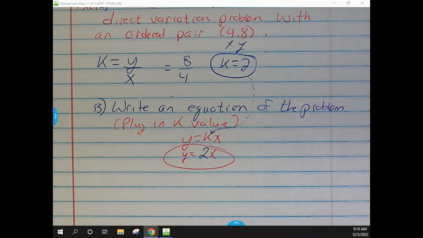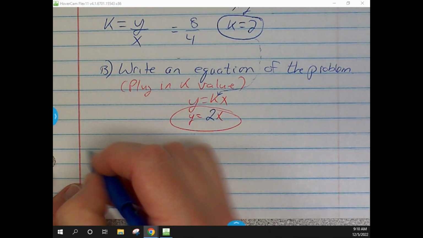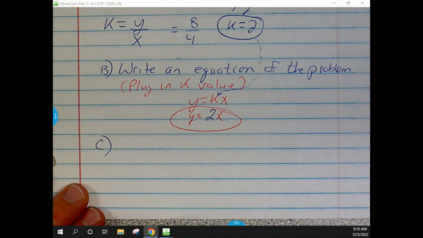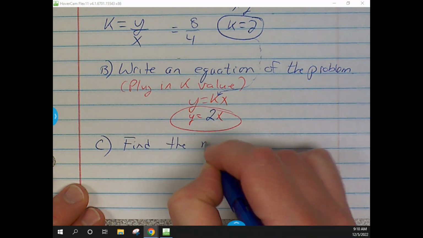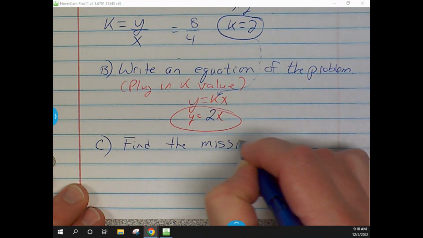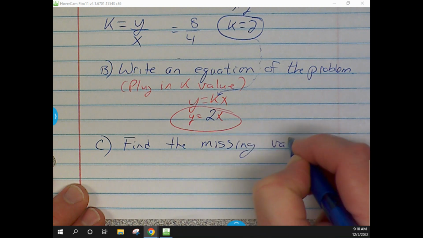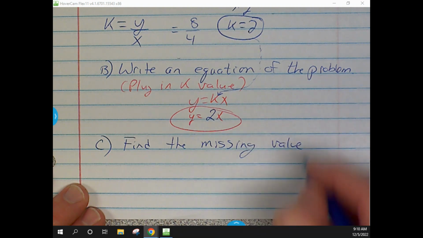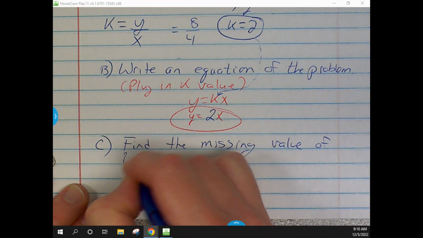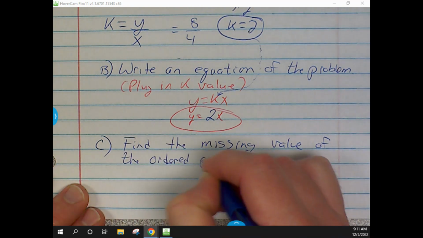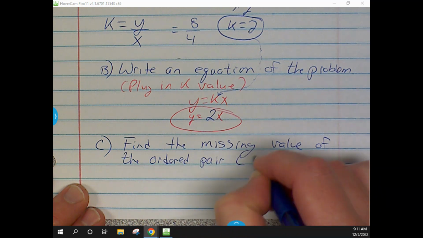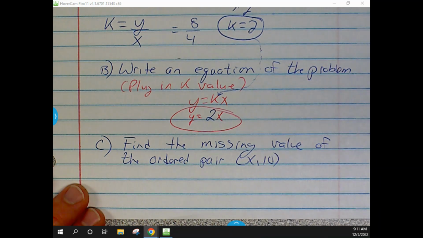And a lot of times on this one, they'll do kind of like we did with the other problem ahead of that, something we'll do at part C here, is they may then ask you to find the missing value of the ordered pair with something like x equals 10.